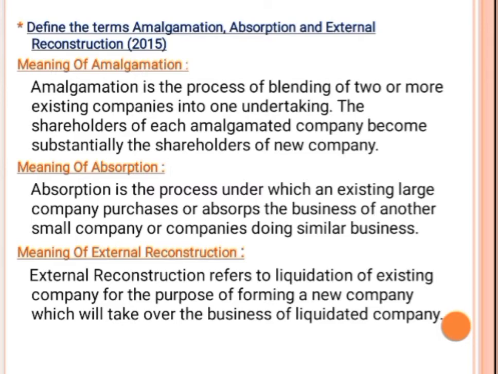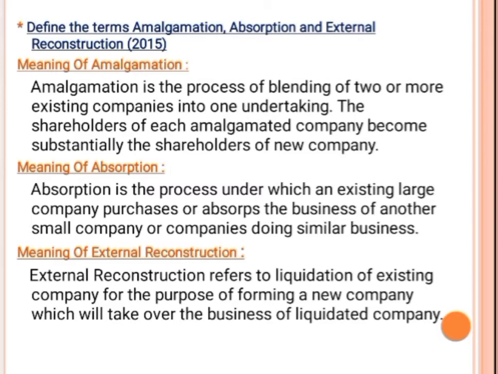The shareholders of each amalgamated company become substantially the shareholders of the new company, which means that the shareholders of the two existing companies, since they are going to be liquidated, will continue as the shareholders in the new company. So this is the meaning of amalgamation.